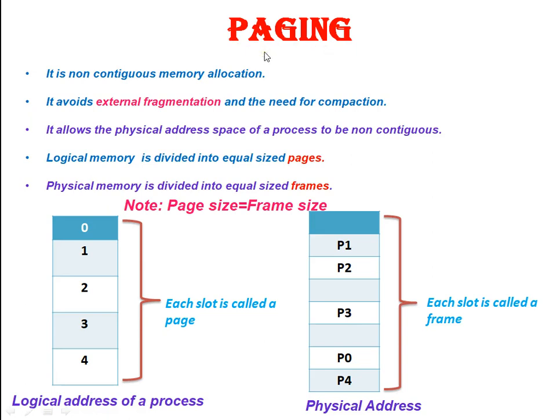First, we shall see what you mean by paging. Paging is a memory management scheme that permits the physical address space of a process to be non-contiguous. That is nothing but non-contiguous memory allocation. It avoids external fragmentation and the need for compaction. It also allows the physical address space of a process to be non-contiguous.